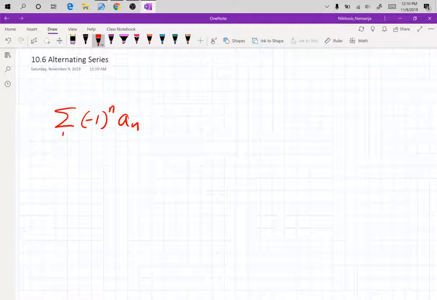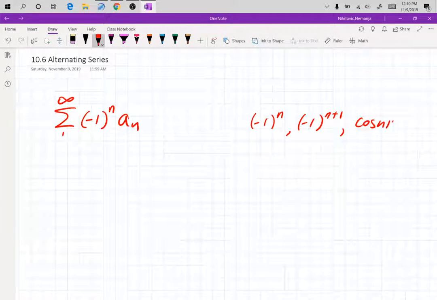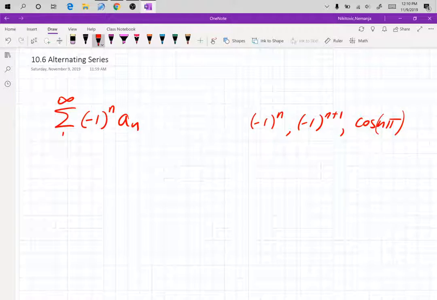Let's start at 1 or whatever and go to infinity. So we know it's an alternating series when we see (-1)^n. It could be (-1)^n, (-1)^(n+1). It could also be cosine n pi, right? Because that's also going to generate -1, plus 1, -1, plus 1 as you plug in 0, 1, 2, 3, 4 for n. So all of these are terms that will show the alternation. Awesome. So we have that.